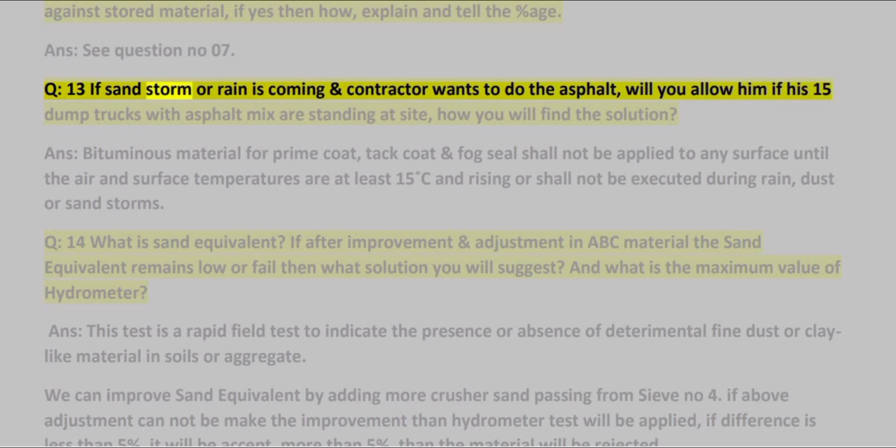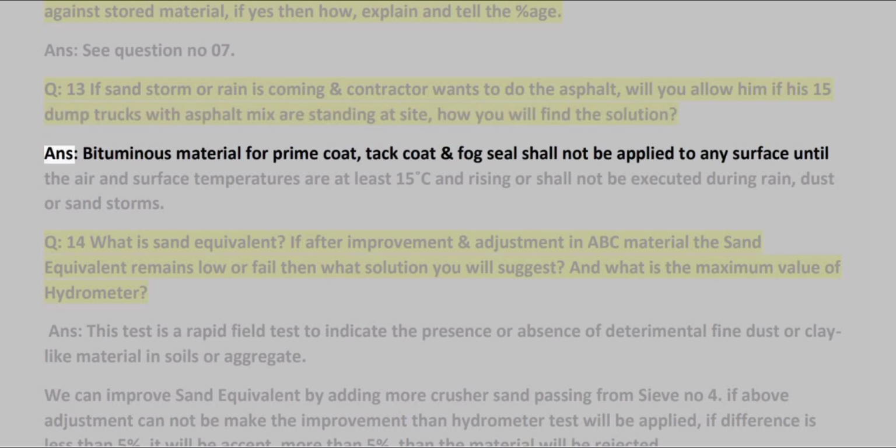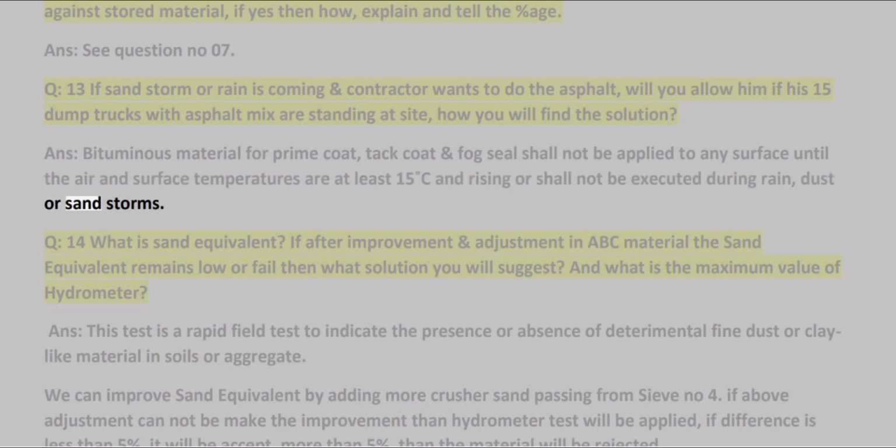Q13 If a sandstorm or rain is coming and the contractor wants to do the asphalt, will you allow him if his 15 dump trucks with asphalt mix are standing at site? How will you find the solution? ANS: Bituminous material for prime coat, tack coat and fog seal shall not be applied to any surface until the air and surface temperatures are at least 15 C and rising, or shall not be executed during rain, dust, or sandstorms.